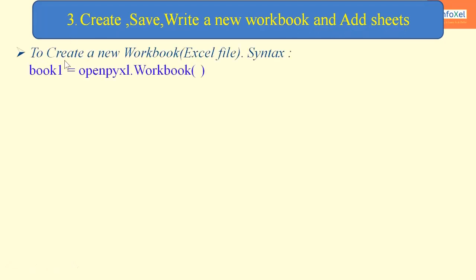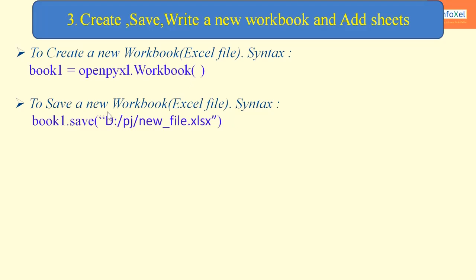Now we'll continue. Now we'll see how to create, save, and write a new workbook, and also see how to add sheets. First one, to create a new workbook, a new Excel file, the syntax is this. And to save a new workbook, Excel file, this is the syntax we have to follow. Remember, D:\PJ is the path. This is the entire path for the new file. We will do that now.